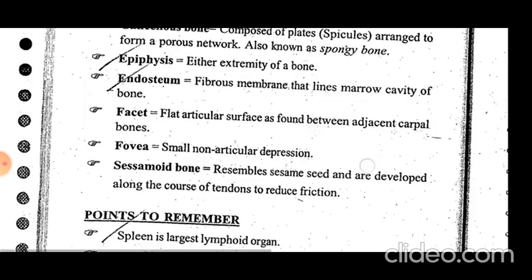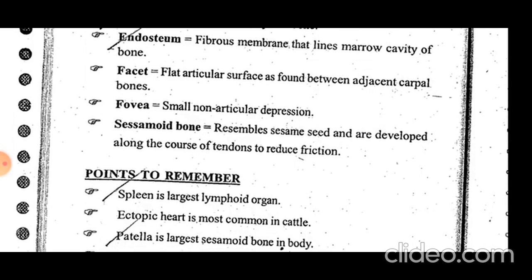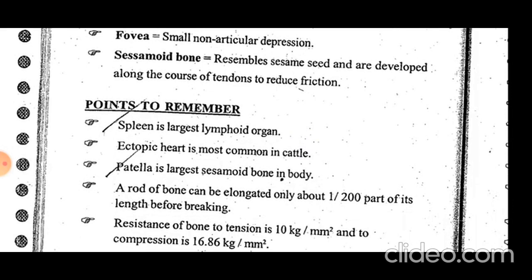Sesamoid bone. Sesamoid bone resembles a sesame seed and develops along the course of tendons to reduce friction. Points to remember: sesamoid bones are less developed in humans and more developed in ruminant animals. Horses also have well developed sesamoid bones.